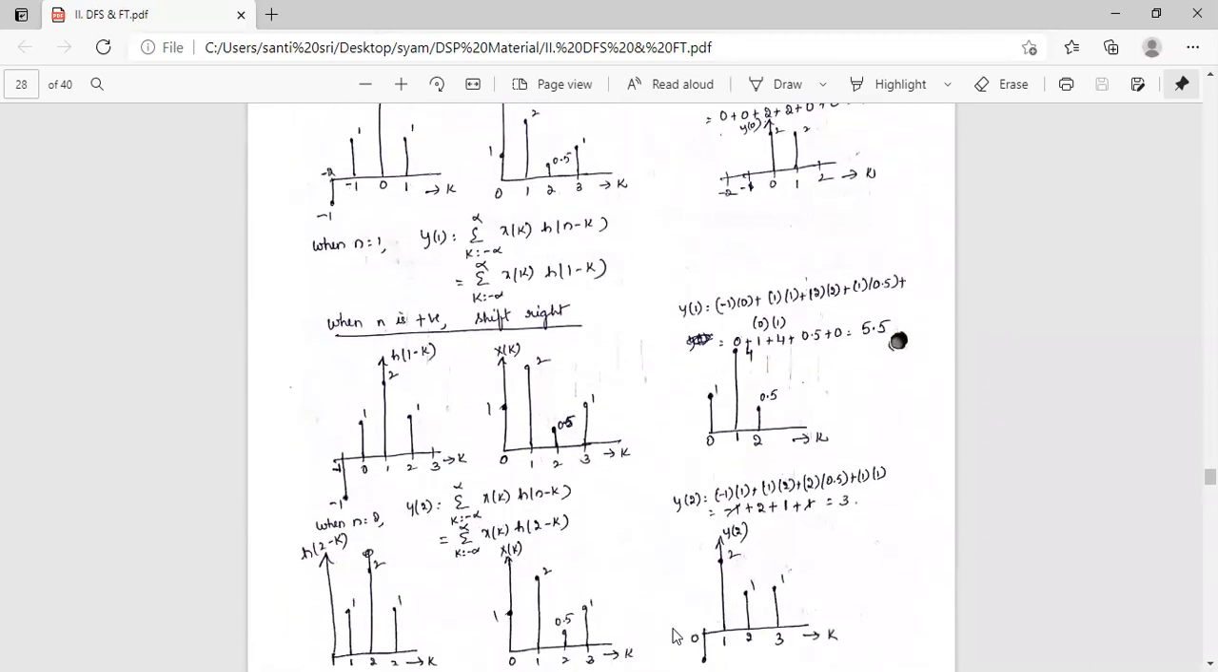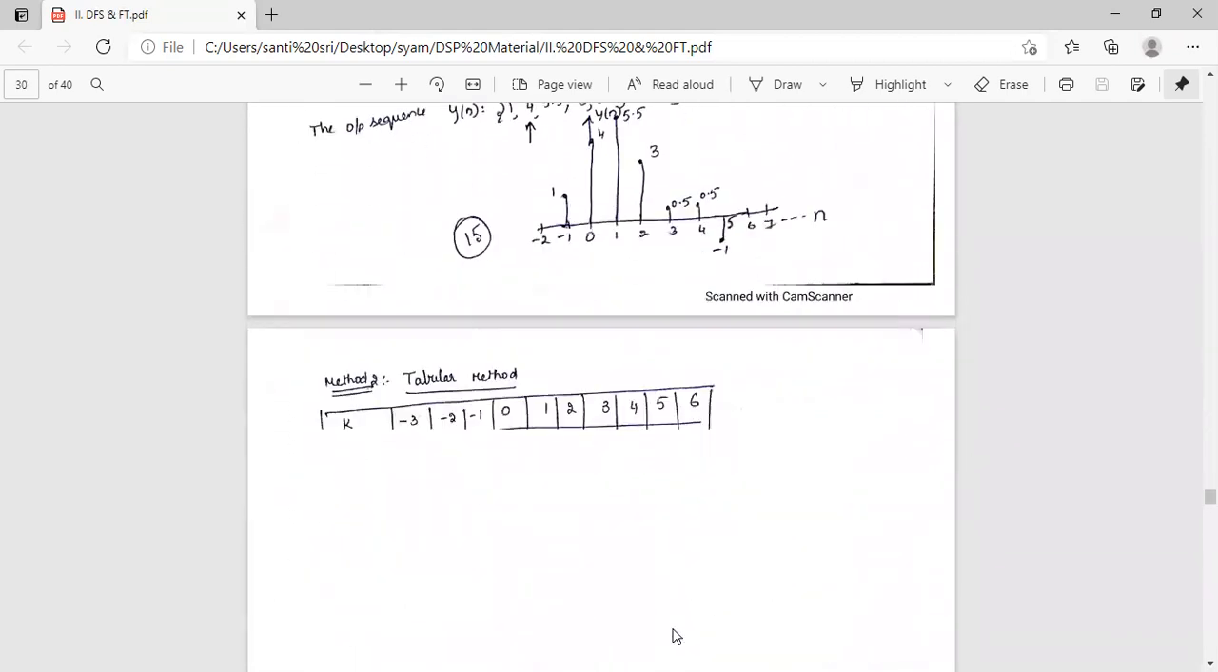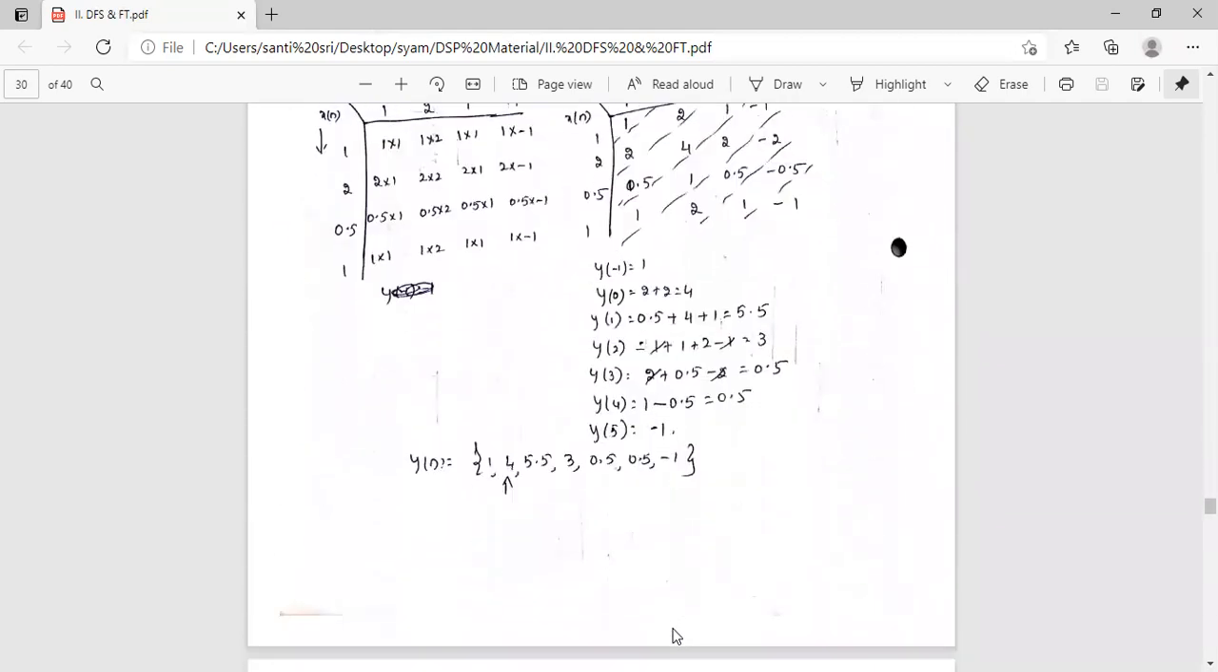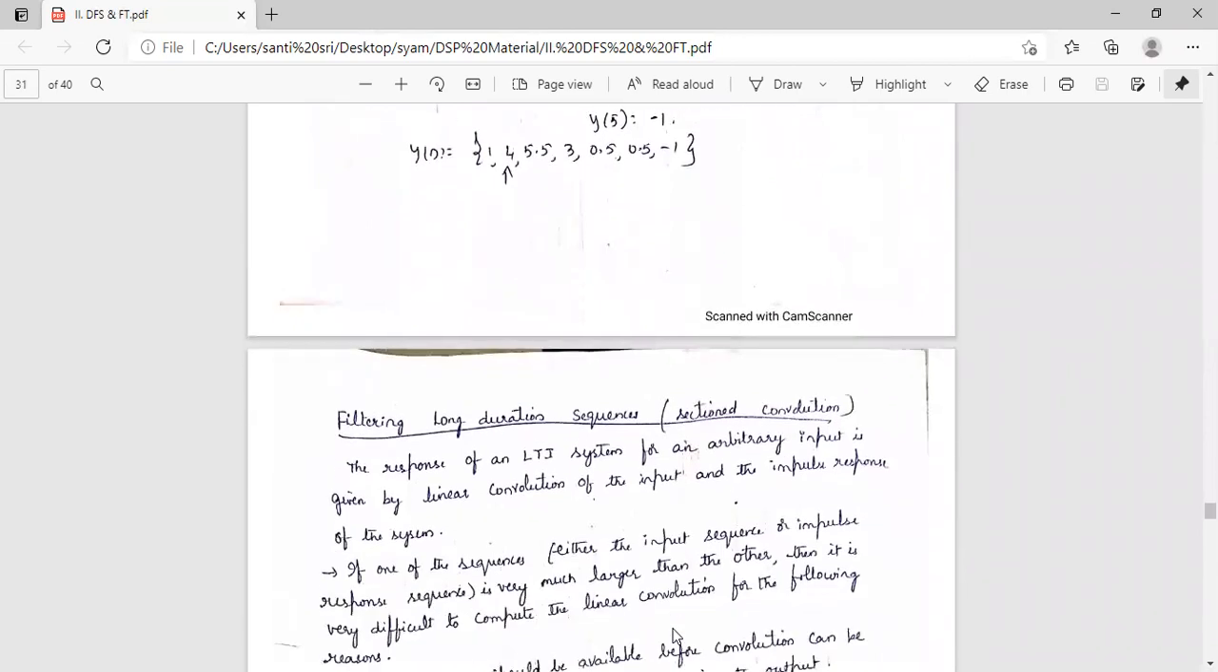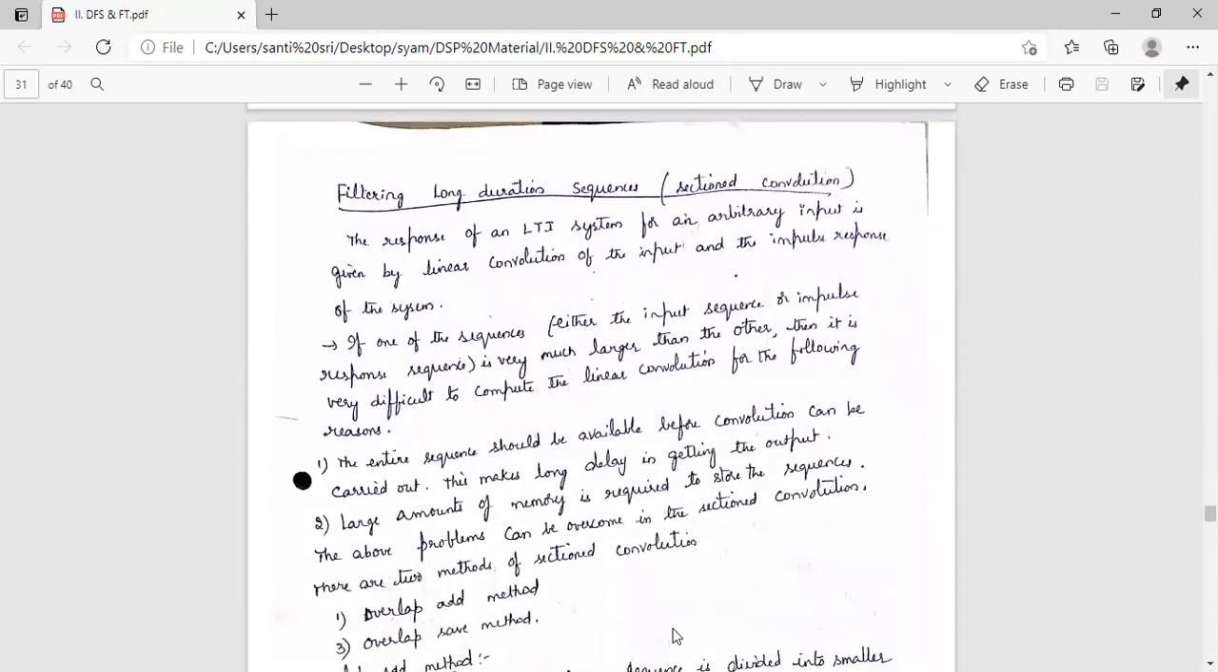So is it clear? Next we'll go for the next one, that is filtering long duration sequences. This is called sectioned convolution.